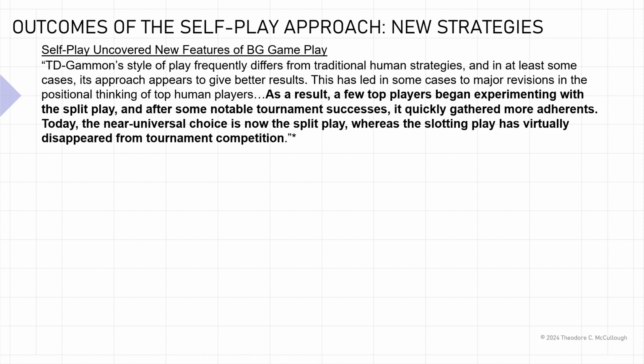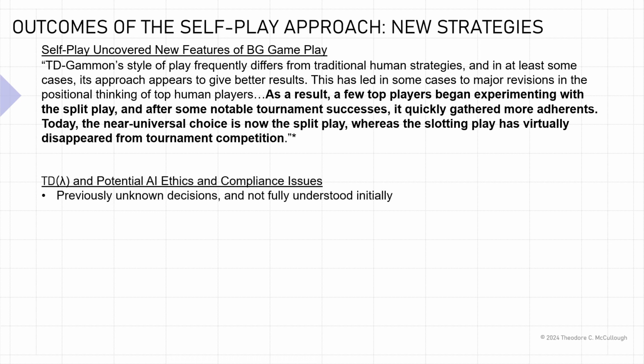Today, the near universal choice is now split play, whereas the slotting play, previously used by human players, has virtually disappeared from tournament competition. TD-Lambda and potential AI ethics and compliance issues. The self-play approach has revealed previously unknown decisions that are not fully understood initially. Further, they're not subject to the benefits or restrictions of convention.